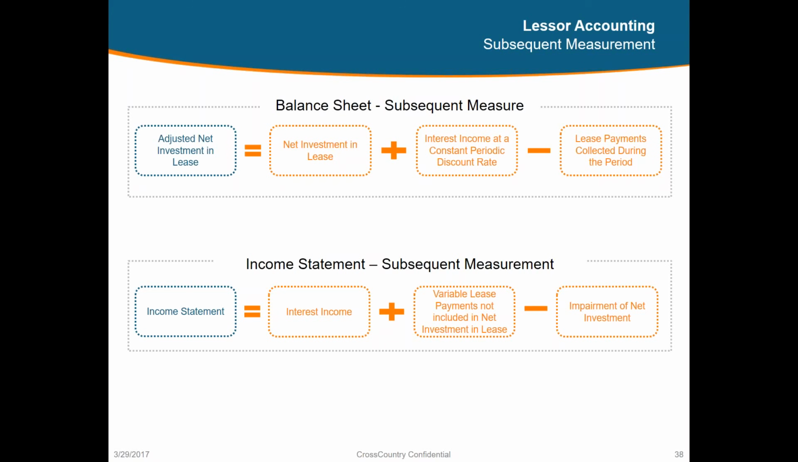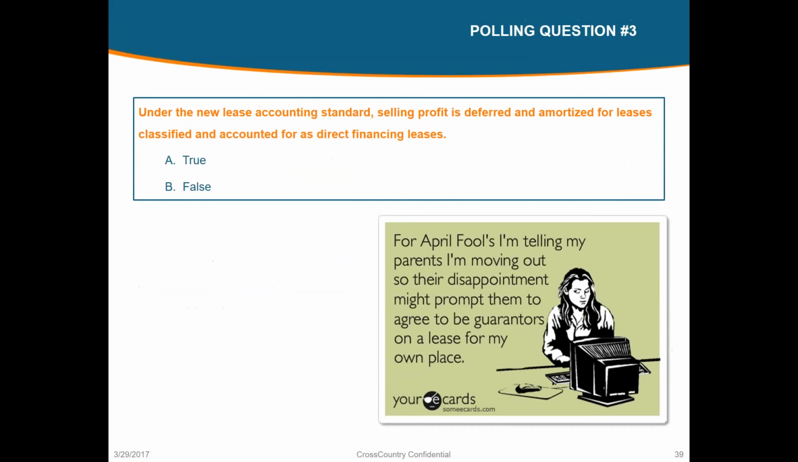Katie will now present the third polling question. So for our third polling question, under the new lease accounting standard, selling profit is deferred and amortized for leases classified and accounted for as direct financing leases. Is this true or false? And you have 30 seconds to respond.